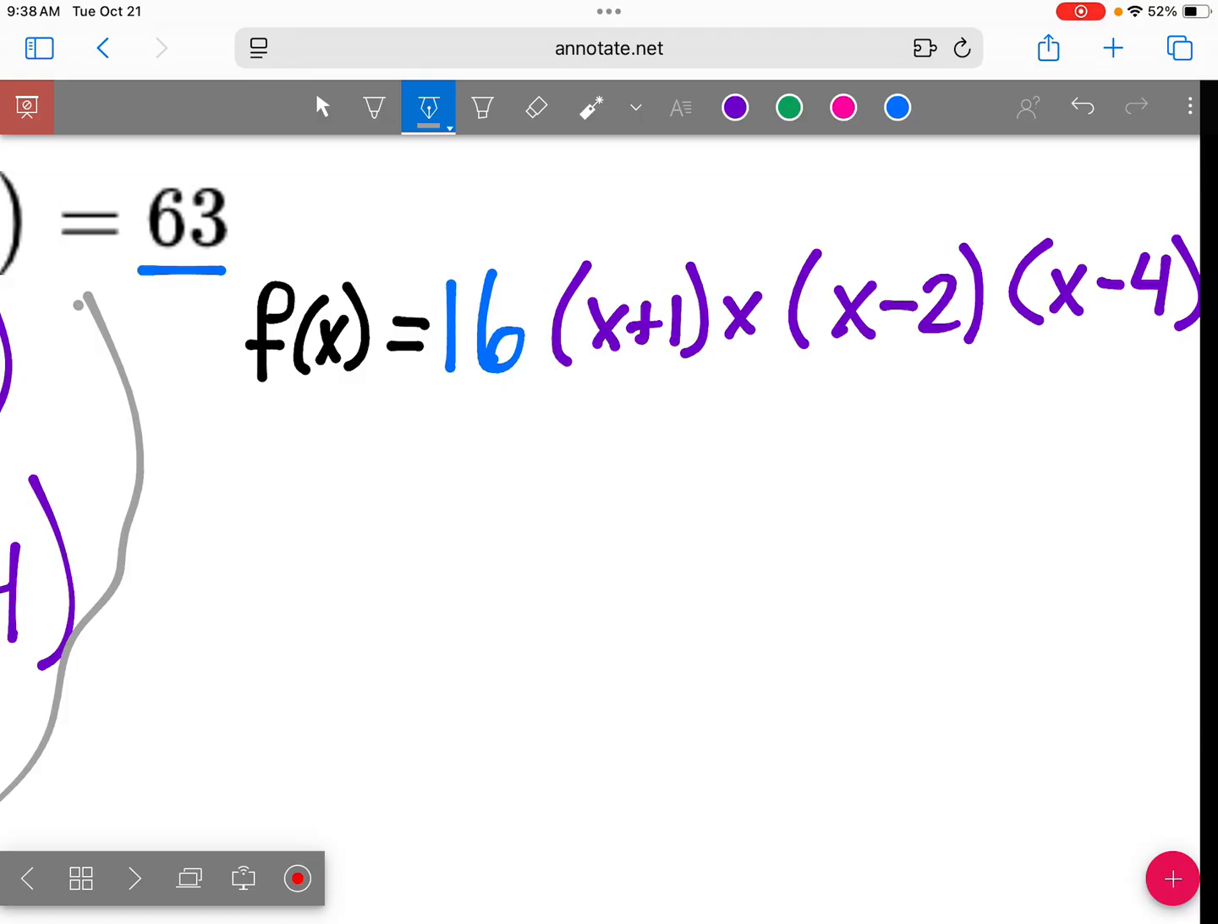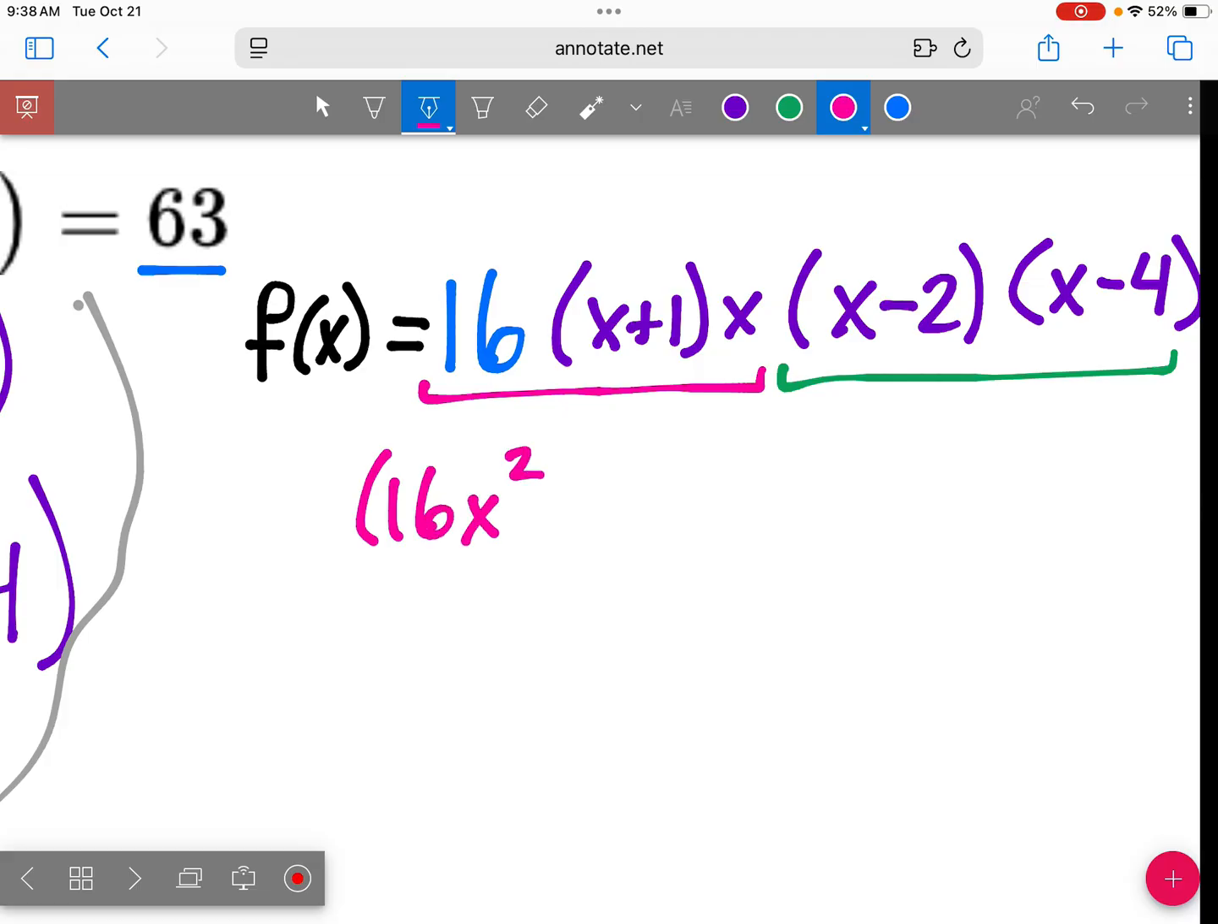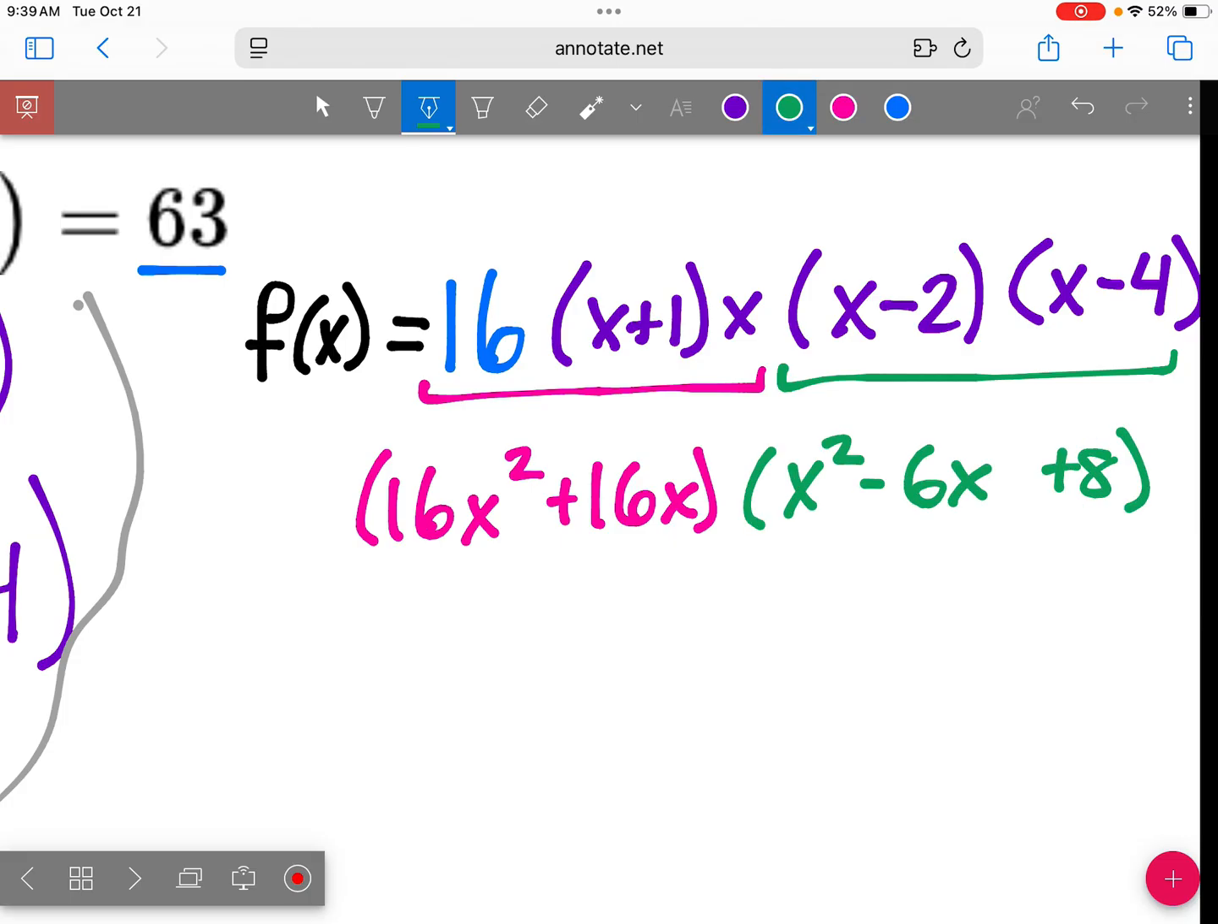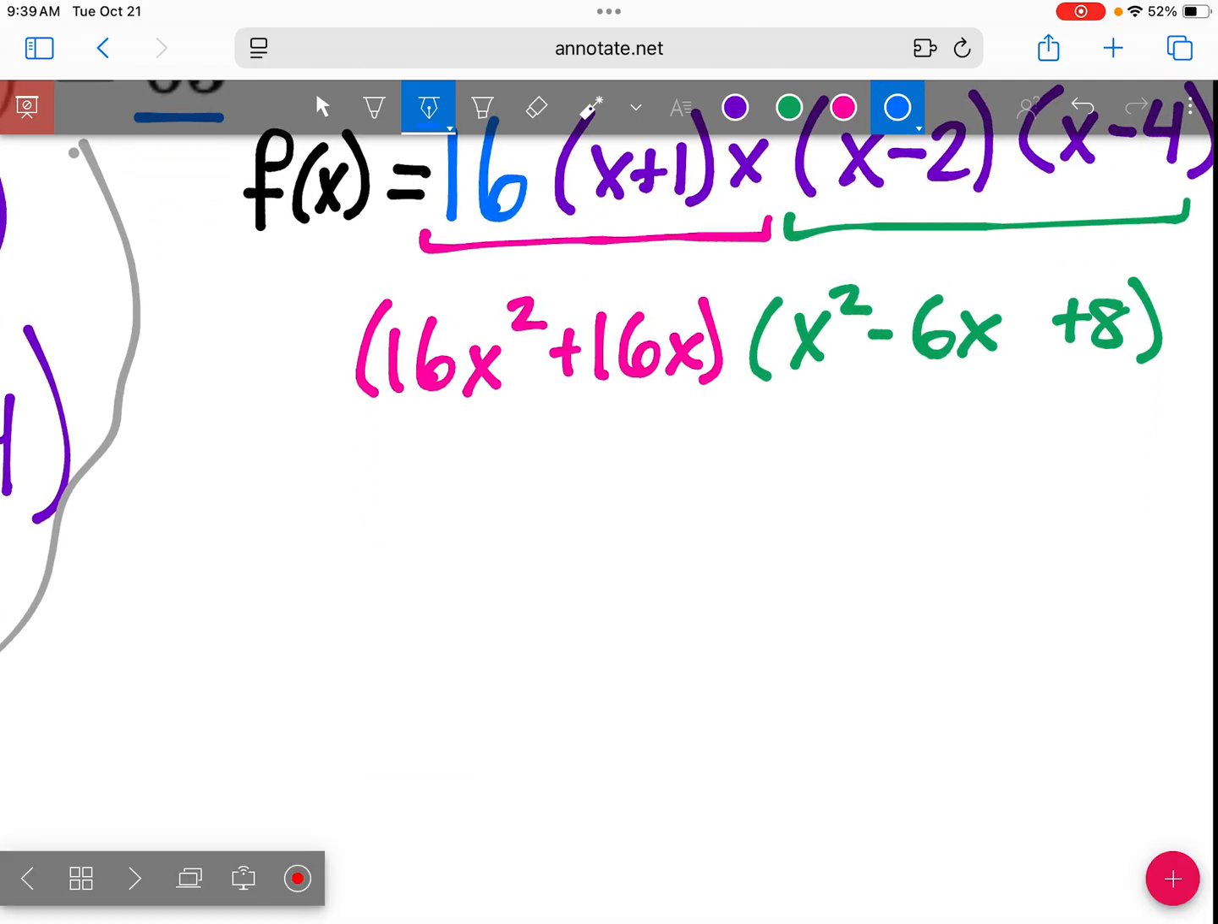So when we multiply this out, I'm gonna put all mine up here. I did it in these two chunks. So I got 16x squared plus 16x and x squared minus 6x plus 8. And then multiplying all of those together, we should get 16x to the 4th.